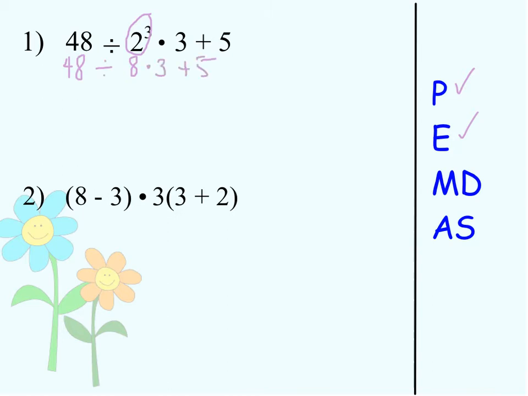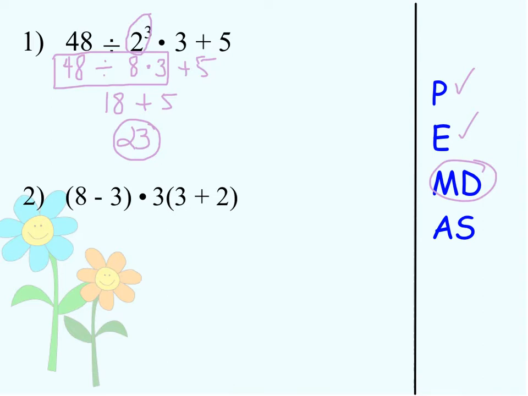Once you do that, then you can kind of reevaluate where we are. So we did our exponents. Next is the multiplication and division, which in this case we have both multiplication and division. So if you remember right from the last slide, we're going to do these from left to right. So 48 divided by 8 is 6, times 3 is 18. Bring down what we haven't used, and then the last step will be to add 18 and 5. So our answer is 23. Let's go ahead and try another one.